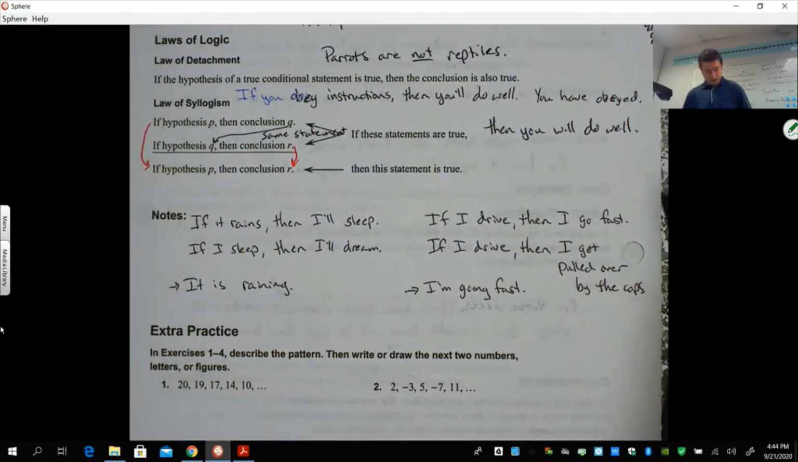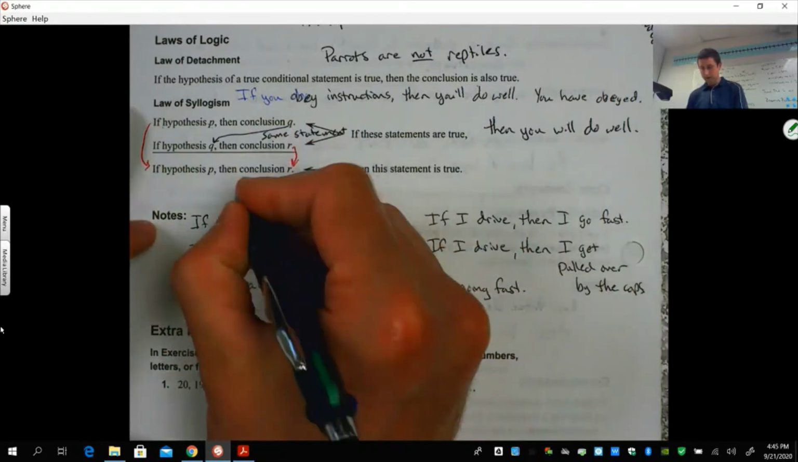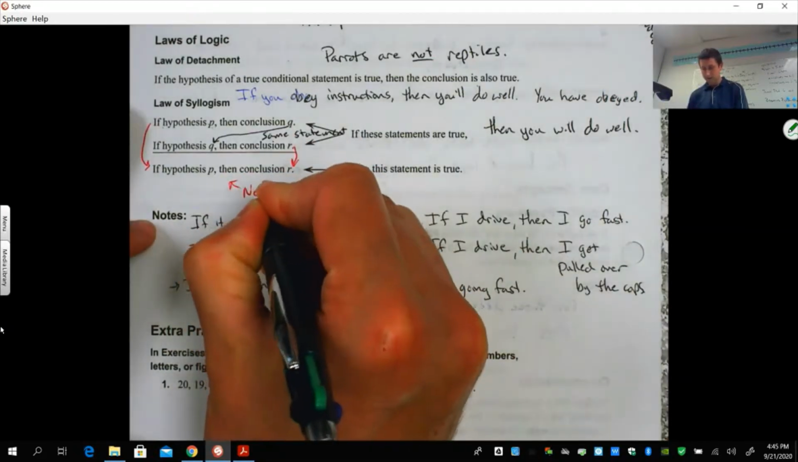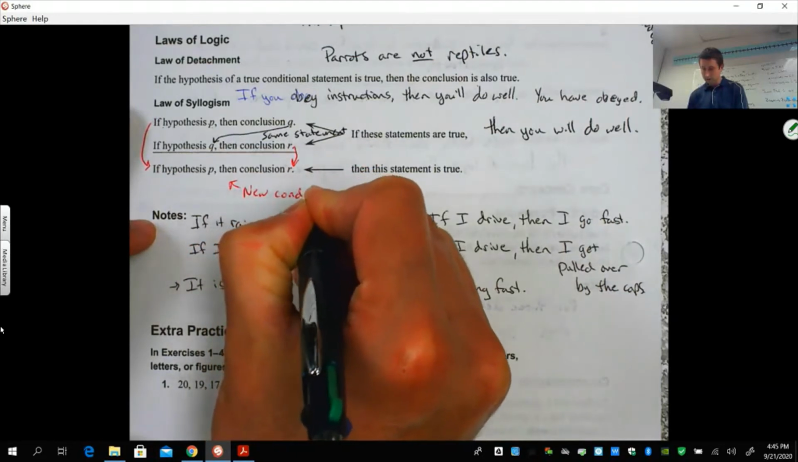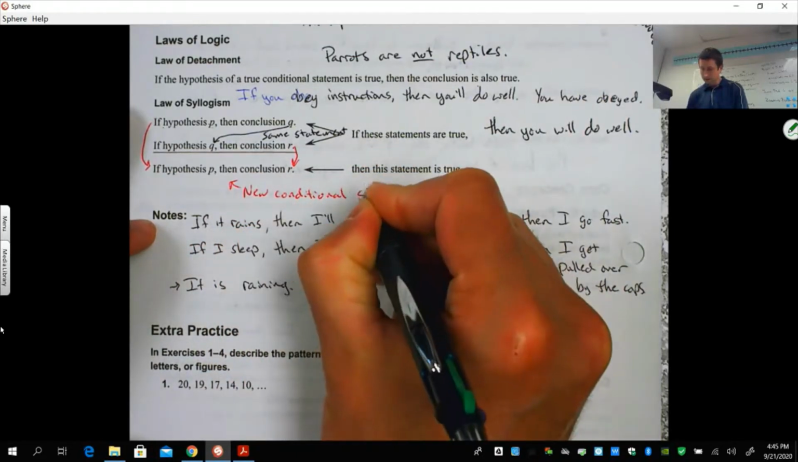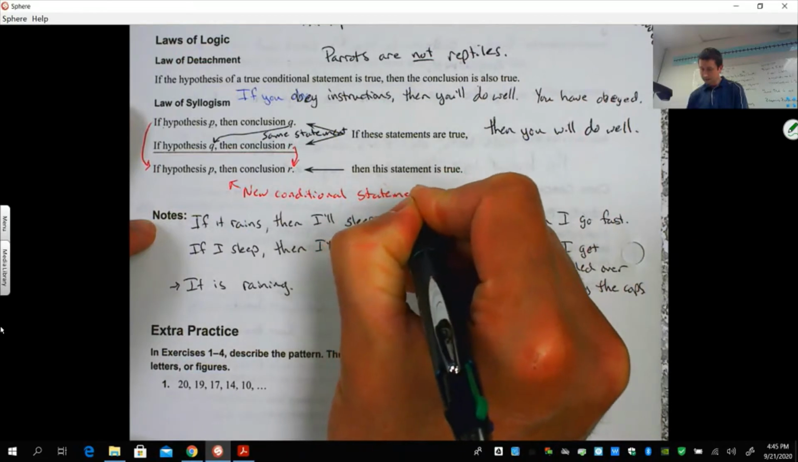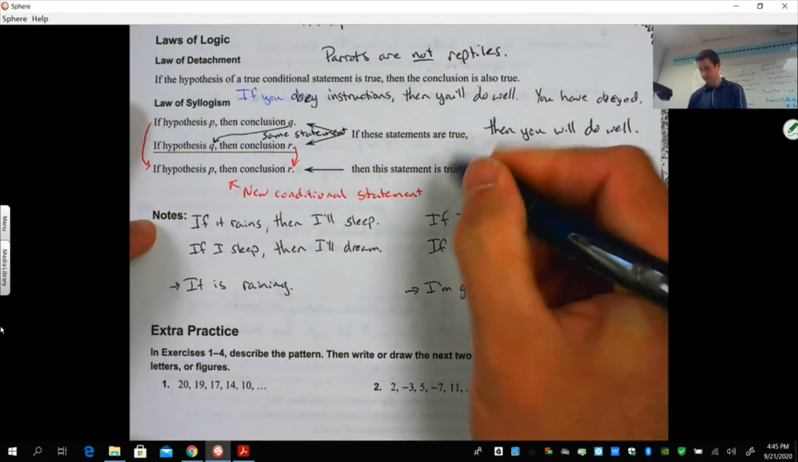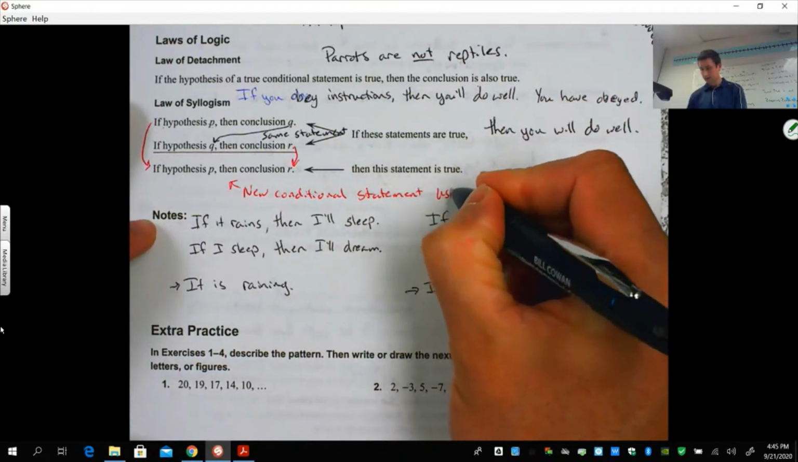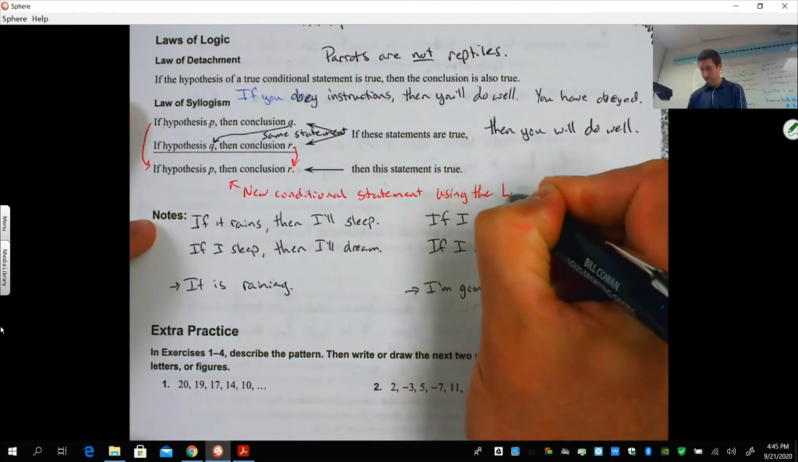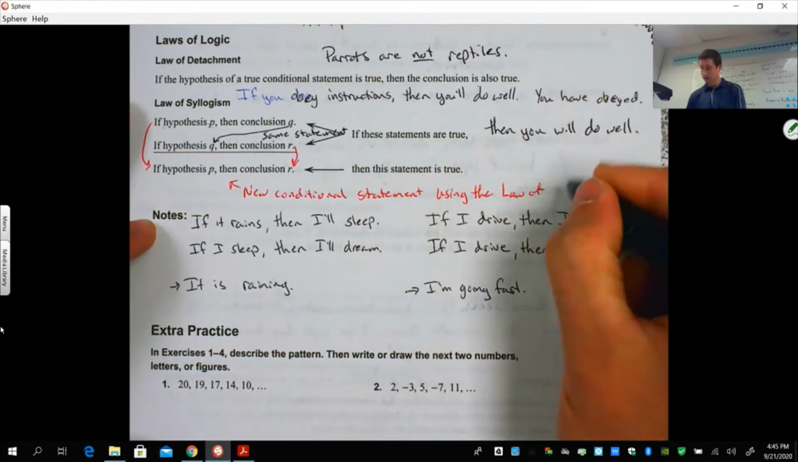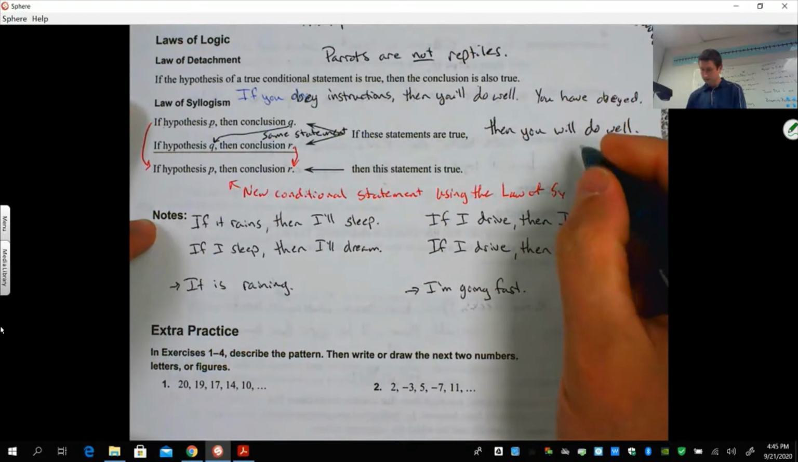So the instructions there a lot of times say, write a new conditional statement using the law of syllogism. This right here is the new conditional statement.